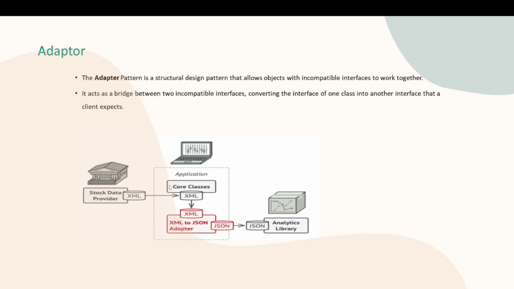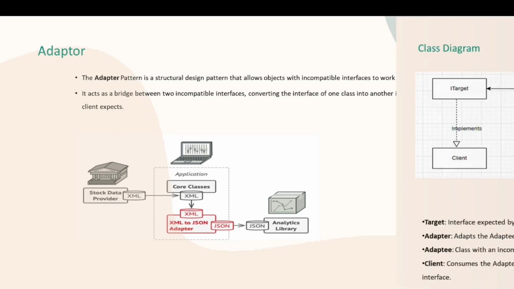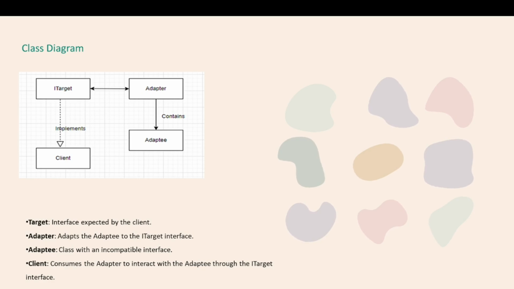As you can see in the example, there are two applications, a stock data provider and an analytics library. One returns the output as JSON, another returns the output as XML. Now, XML and JSON are two incompatible types. So, we will create an adapter. Our application needs the input in XML and returns the output in JSON. So, we are creating an XML to JSON adapter here, which takes XML as input and returns JSON as output. This is the class diagram.